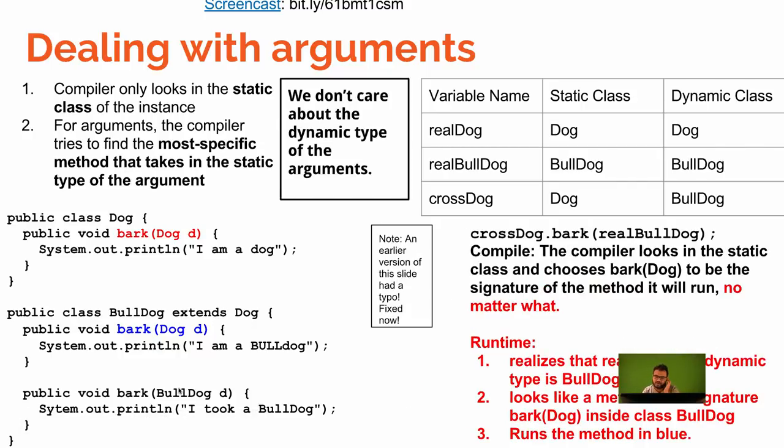And once again, we don't care about the dynamic type of the arguments. We only look at the static type of the arguments. The dynamic type of the arguments don't matter at all whatsoever. Okay?